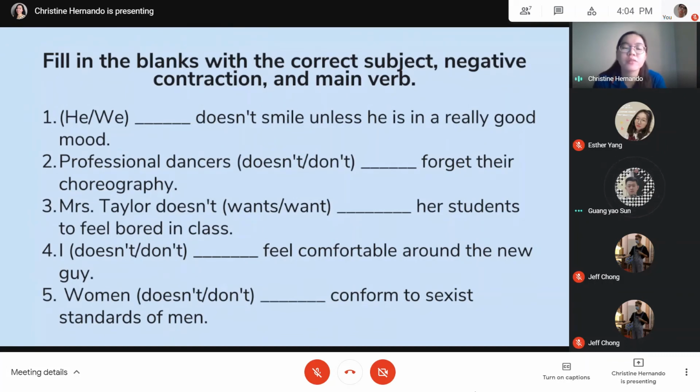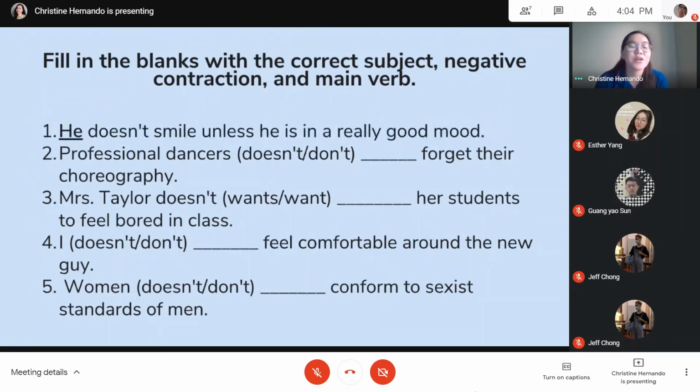Recall the rules that we have studied earlier. My answer is he. That is correct. Very good, Isaac. So we have he as the subject: he doesn't smile unless he is in a really good mood. We also have a clue here because the pronoun he is repeated in the sentence. So how about the second item?